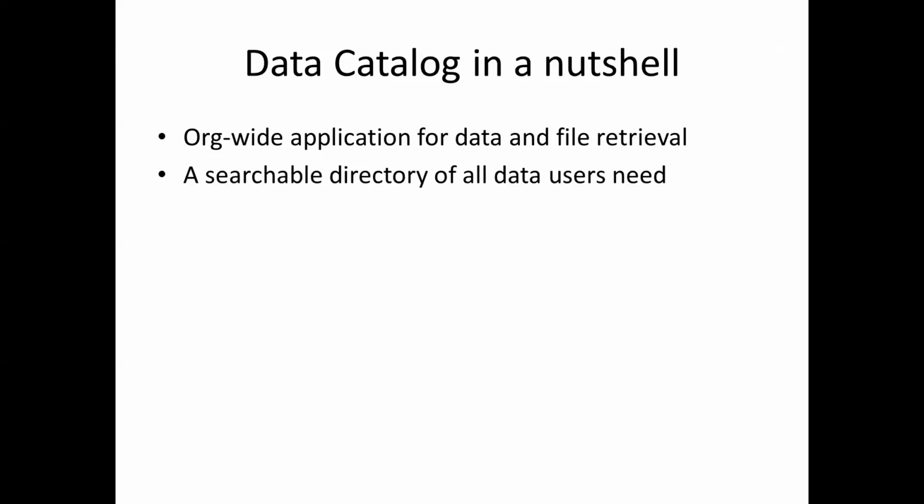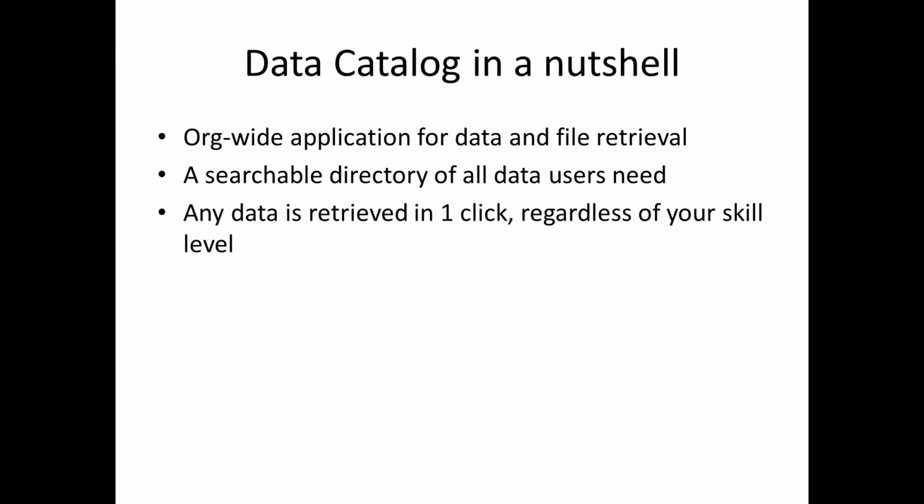What else is the data catalog? It's a searchable directory of all data that users need. So it's a single catalog of all data sets, files, and web resources. I will talk about details a bit later. But this directory is searchable, so you can find catalog items by description or by fields they use.